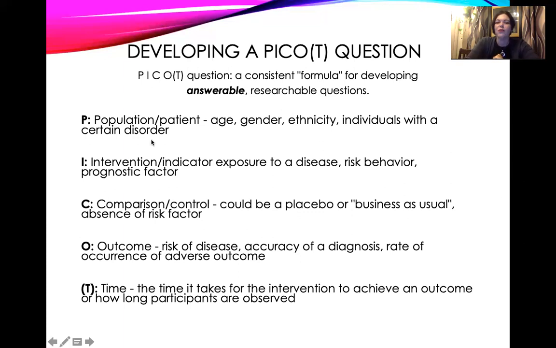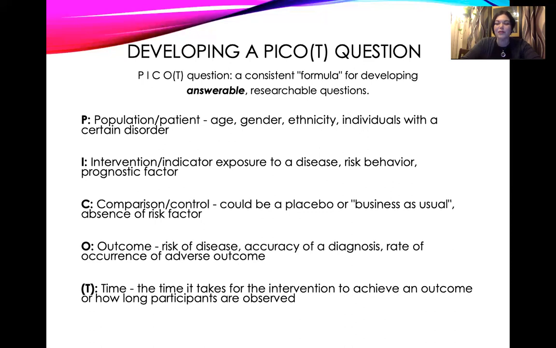So for PICO, the P is population or patient. And here it can be age or gender. For us, it's going to be individuals with cerebral palsy or some other neurological disorder. The I is the intervention. So it's the what is it that we're doing that is going to change things up a little bit. C is the comparison, and that's usually also the control. It means the intervention is something that we did. We're going to leave a certain number of people exactly as they are so we can compare those two groups. The outcome is obviously what we're going to be looking at and what we want to write up.